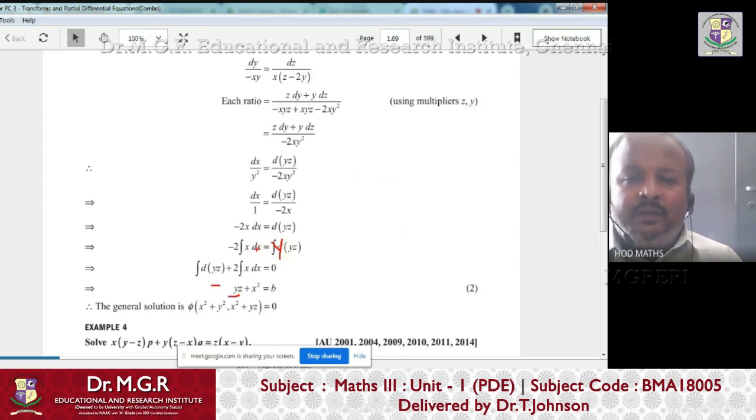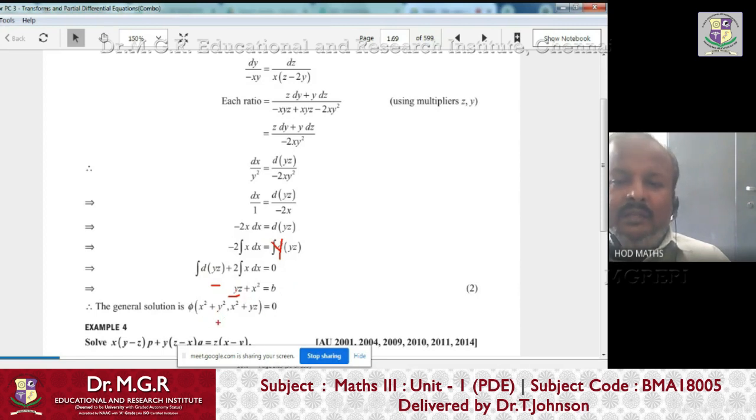And then here if you integrate x, it becomes x square by 2, and then the 2 cancels, so only x square is there, right? On the right hand side you can put some arbitrary constant b, no problem. Here they do a nice thing: they take this term to the other side and then integrate it. So the integral of the differential of yz is yz, and here 2 times x square, and this is the arbitrary constant b, right? From this you can write what u is.